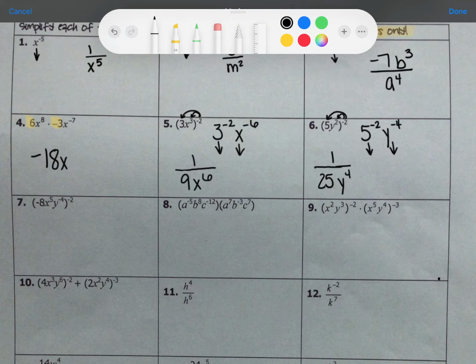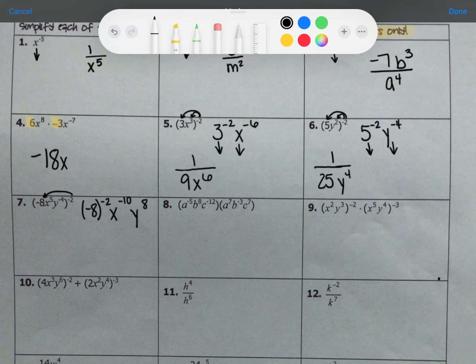All right, so here we have to be careful that 8's got a negative in the front. So I'm going to say negative 8 in parentheses with the negative 2 because I'm going to distribute. You have to be really careful with these coefficients that are negative. They're so picky. All right, the x's, multiply the exponents, you get negative 10. Y, multiply your exponents, you get positive 8.